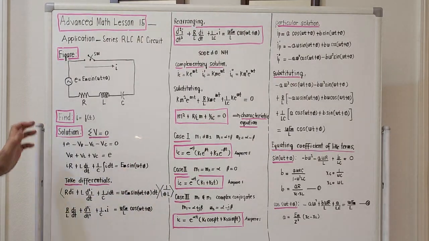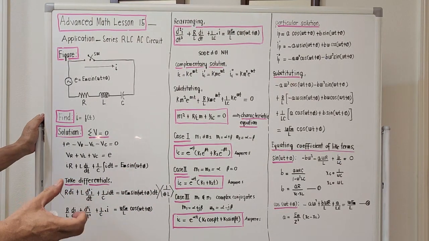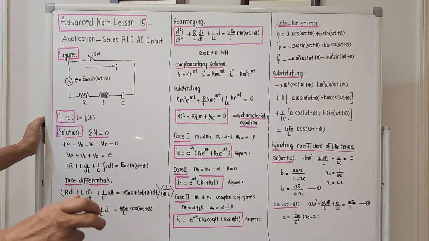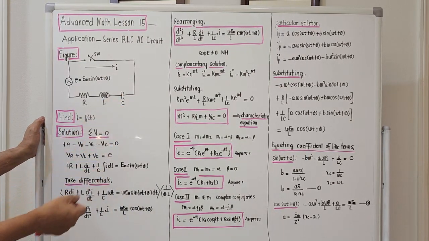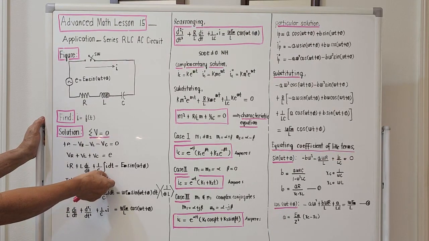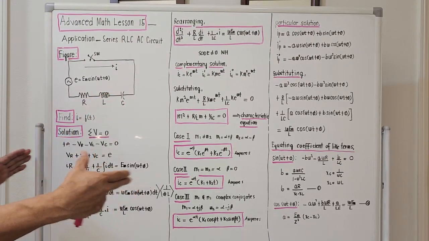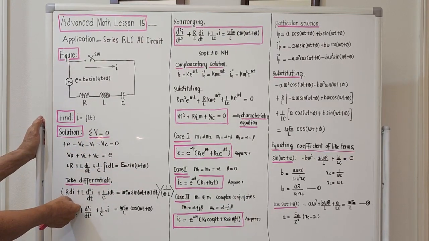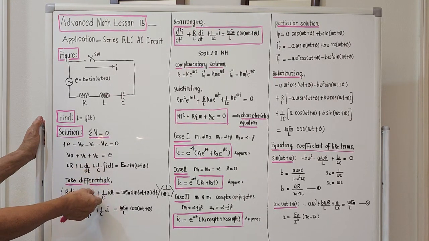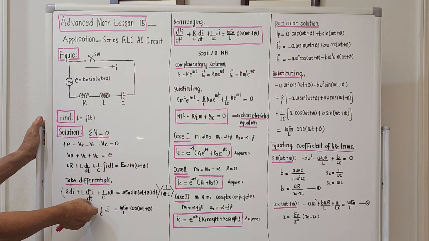Okay? So to bring out the so-called differential equation that will give us the solution of the problem, we must eliminate this integral sign here. And to eliminate the integral sign, we will take the differential. The enemy of the integral sign is the differential. So if we take the differential of all the terms, it will be R di plus L, okay. We will take the derivative of I again, so that will be d square I over dt.